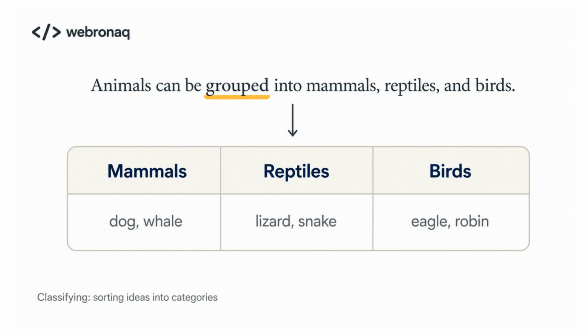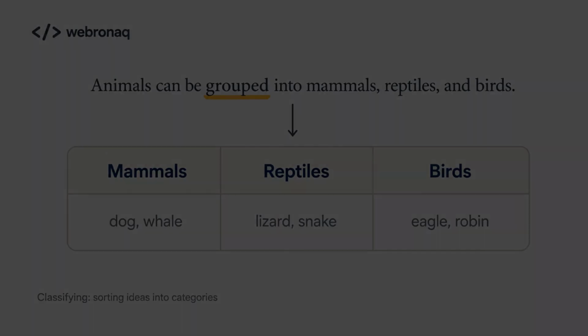The writer is not just listing random things. They are placing animals into three defined categories, each one sharing certain traits. That grouping is classifying at work. The writer takes a broad subject, animals, and breaks it down into smaller, organized parts. This makes the information feel structured and easy to absorb. Next, we will look at the signal words that tip you off when a writer is using this pattern.